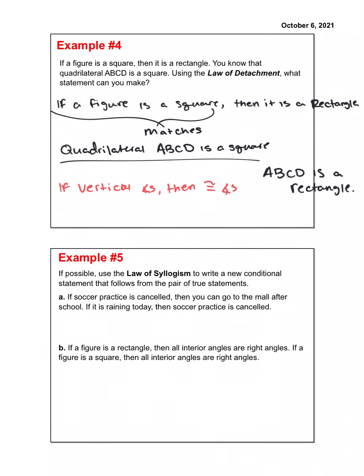Another example would be if vertical angles, then congruent angles. So an example would be if we have angle 1 and angle 2 are vertical, we can conclude, since angle 1 and angle 2 are vertical, and this true conditional, if vertical angles, the hypothesis matches this one, then we know that angle 1 is congruent to angle 2.